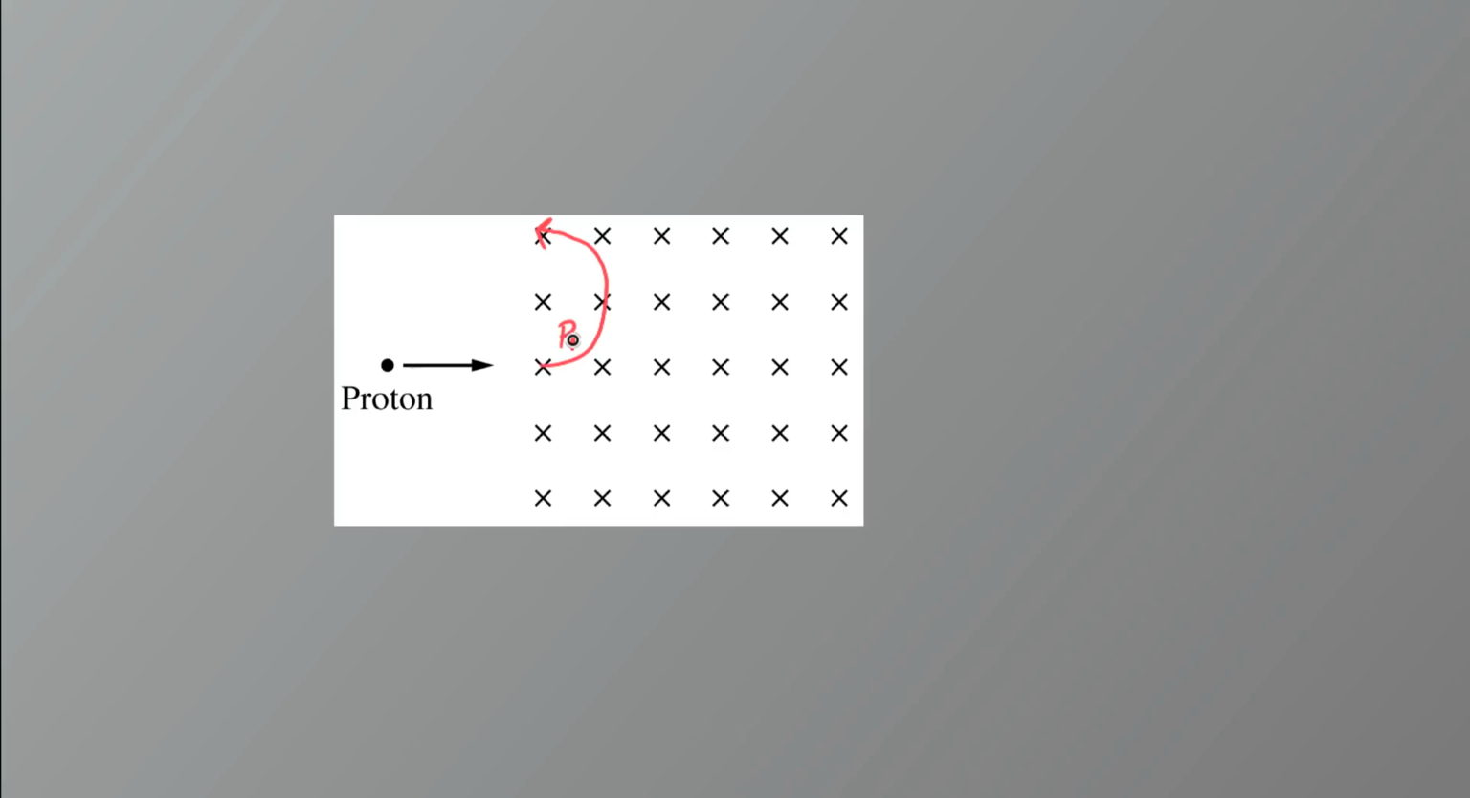Now for part B3, we're going to put a second proton into the magnetic field at the same point and from the same direction, but at a greater speed than the first. And we're supposed to draw its path. Well, obviously that's going to be a circular path, but with the higher speed, what happens to the radius of our circle?